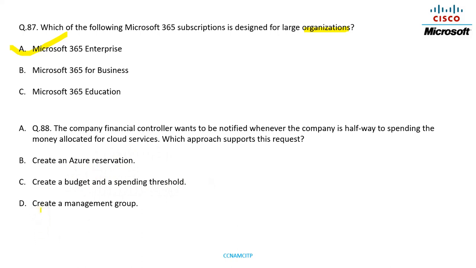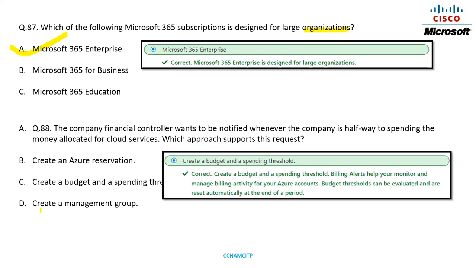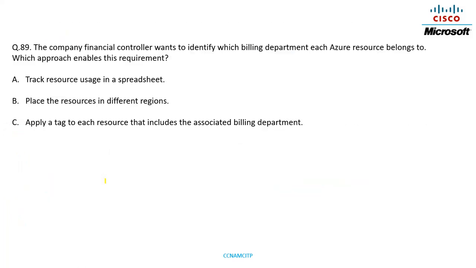What should be your answer, guys, for this? Answer should be create a budget and spending threshold. You can select. Sorry, here it got messed up. Okay, so this is A, this is B, and this is C. This got messed up. So answer is B. Okay, this one you can see, create a budget and spending threshold. So we'll move to the next one.